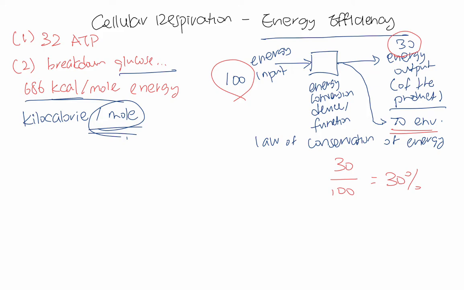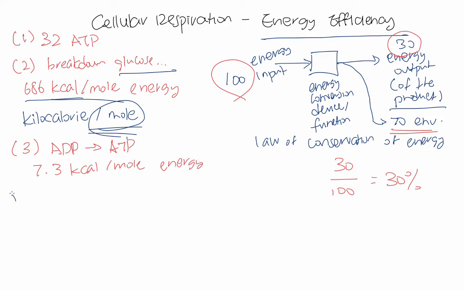And finally, we know that when we convert an ADP into an ATP molecule, we need 7.3 kilocalorie per mole of energy.